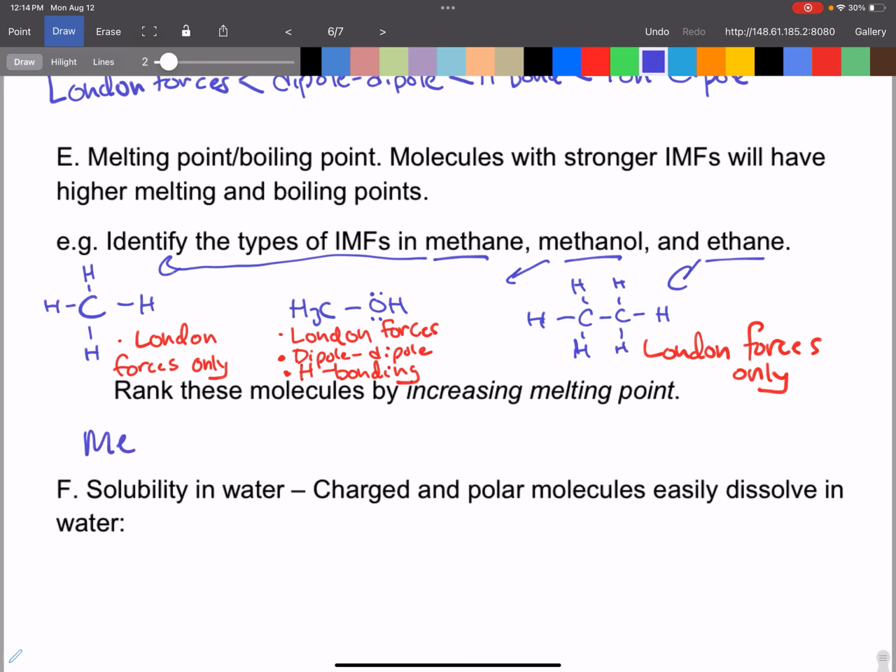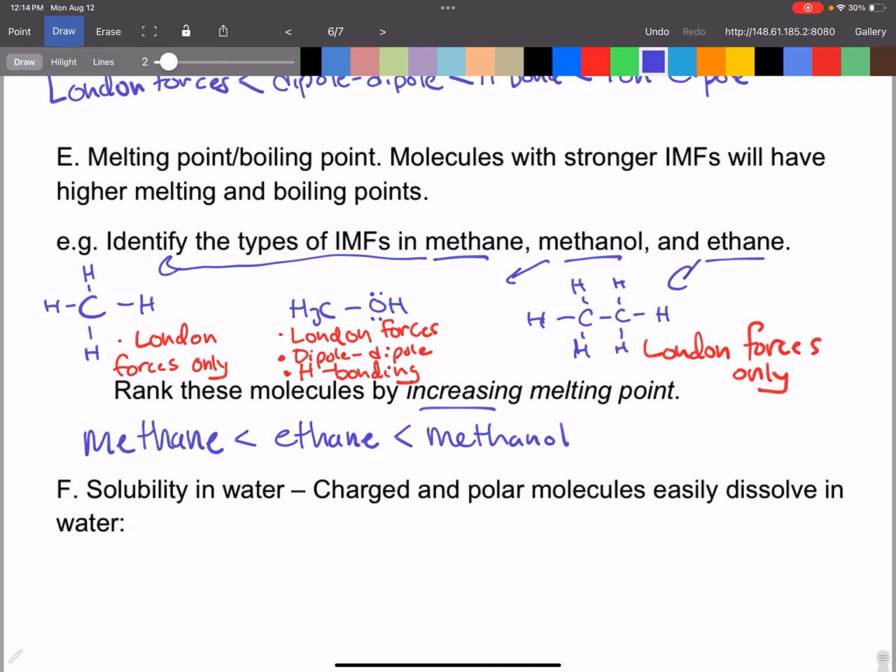So that means that methane is the lowest. Again, we're going by increasing melting point. And then methanol is going to be the highest. Next up, though, is ethane because it's a little bit bigger, but it still can't do any dipole interactions or anything like that. And then methanol, because it can hydrogen bond, has the highest boiling point or melting point. And those track with each other, so you can use them interchangeably, melting versus boiling.